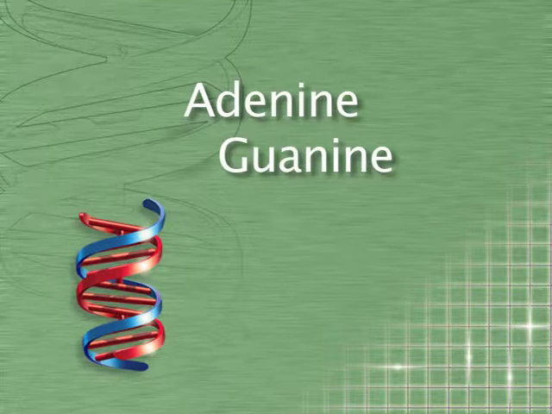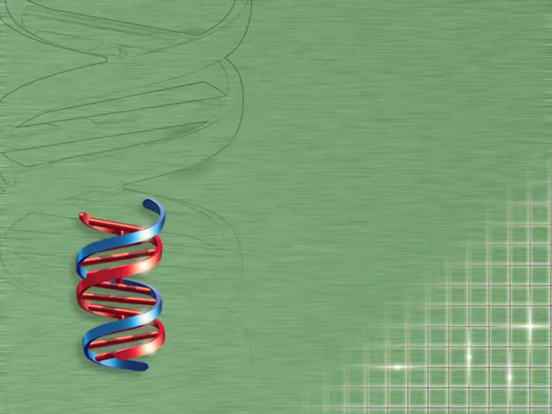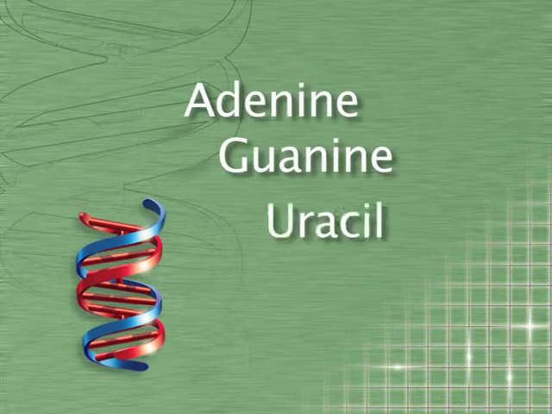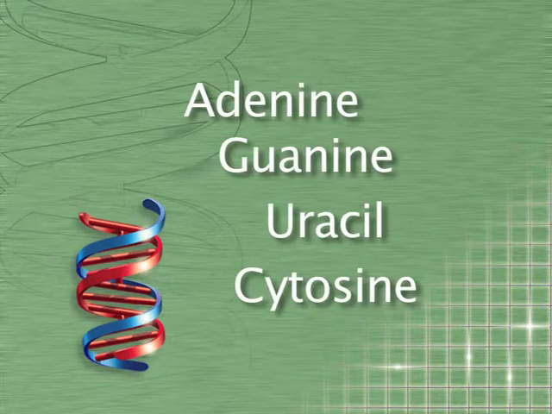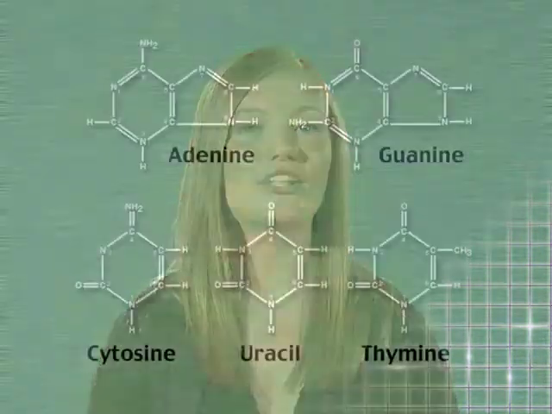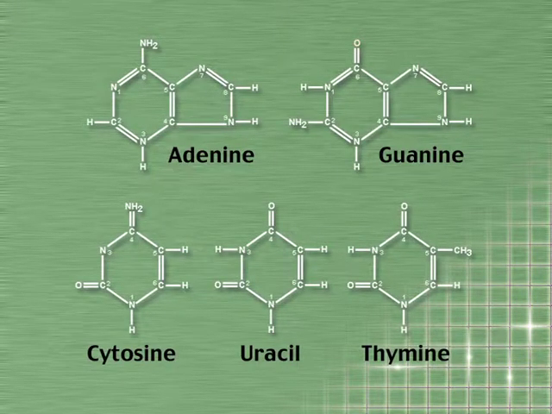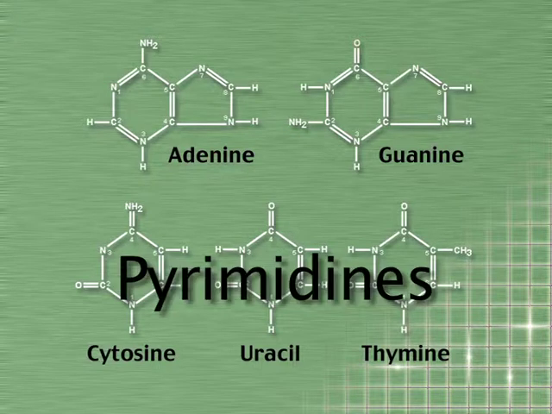There are 5 different nitrogen-containing bases, and so 5 different nucleotides. In DNA are the nitrogenous bases adenine, guanine, thymine, and cytosine, and in RNA there are the bases adenine, guanine, uracil, and cytosine. Note that uracil replaces thymine. Adenine and guanine are larger and are purines. Thymine, uracil, and cytosine are smaller molecules and are pyrimidines.